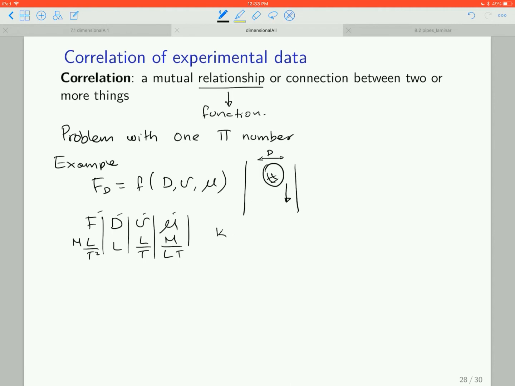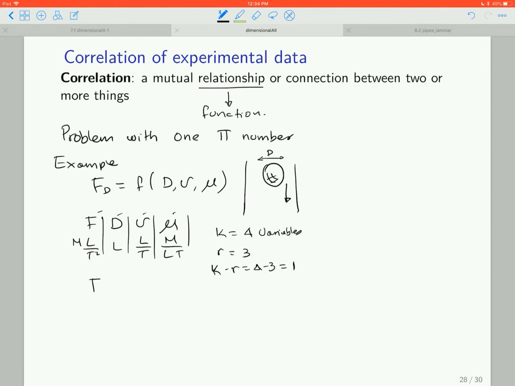t. So we have 1, 2, 3, 4 variables. So k is equal to 4 variables, and r is going to be equal to 3. We have mass, length, and time. So the number of pi variables, k minus r, is equal to 4 minus 3 equal to 1. So we have just one pi number. So how do we find this pi number?